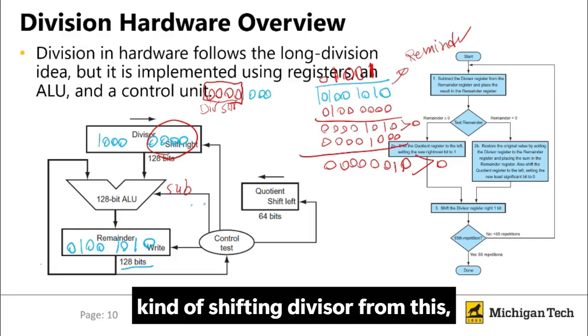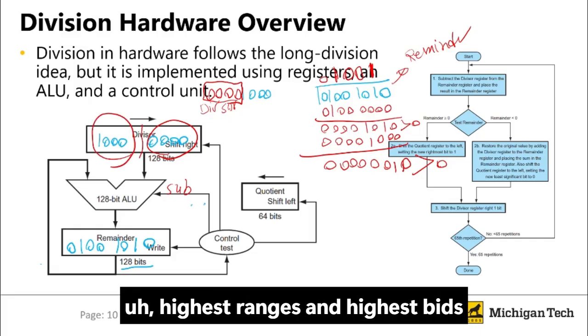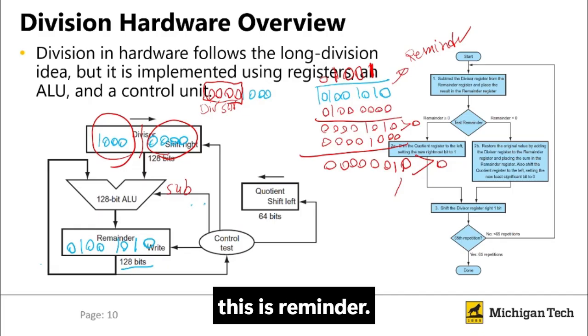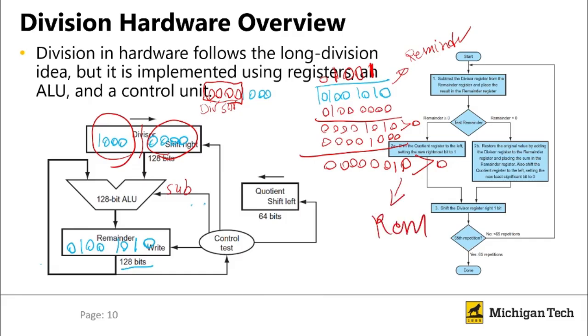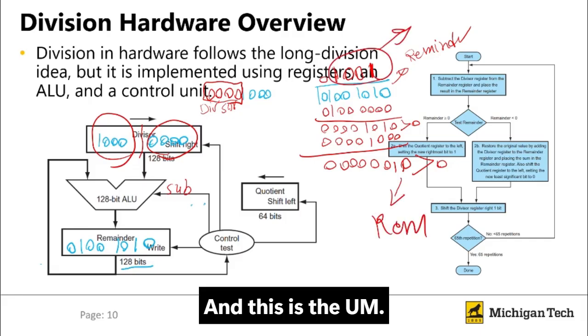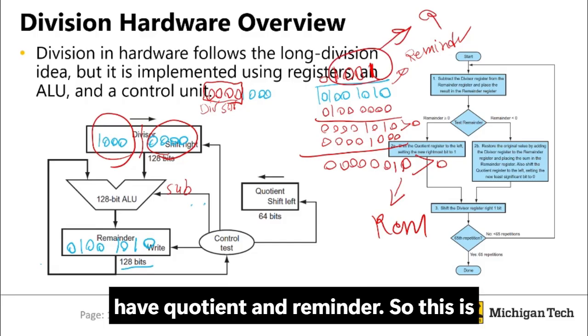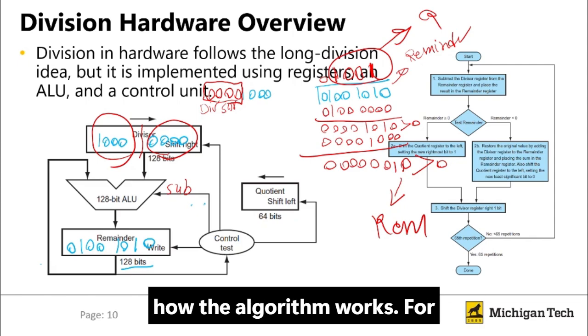We are shifting the divisor from the highest bits to the lowest bits, and we are done. We repeated 4 times in this case, and this is the remainder, and this is the Q. So we have the quotient and remainder. This is how the algorithm works.